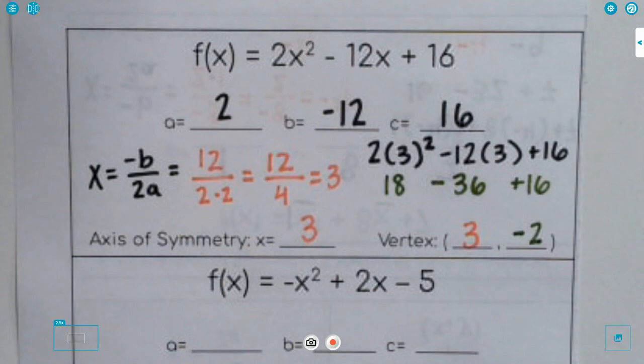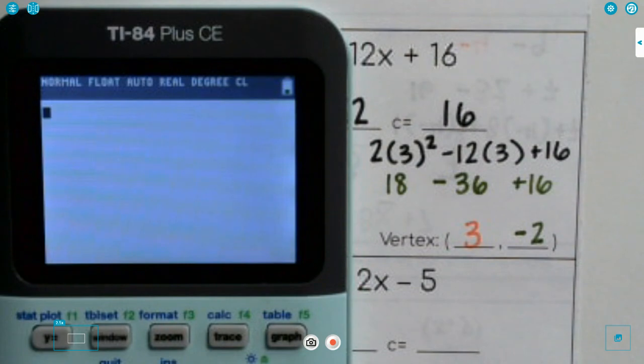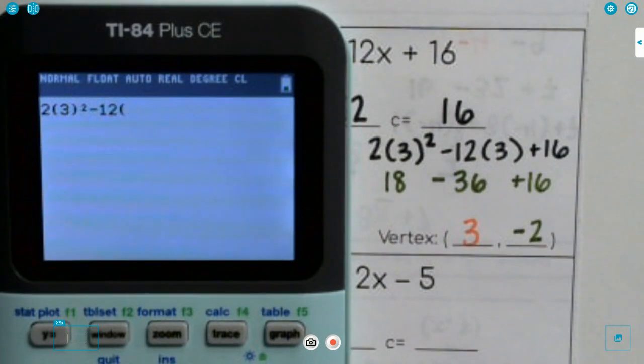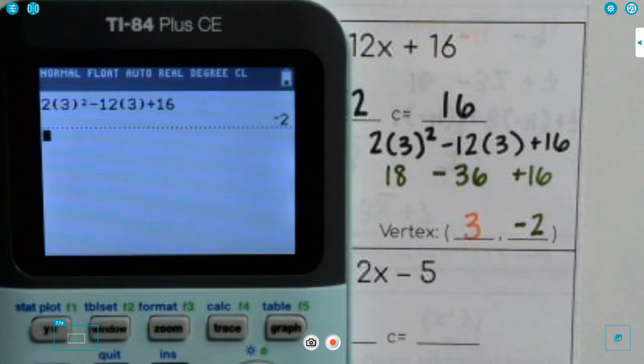So if that method made sense to you and you feel comfortable with your number sense and being able to do that in your head, do it. I also want you to know how to be able to plug it into the calculator though. So plugging it into the calculator, we do 2 open parentheses, 3 close parentheses squared, minus 12 times 3, plus 16. And get negative 2. And to be quite honest, what I do is I always do it both ways because why not use every method that you have in your tool chest?